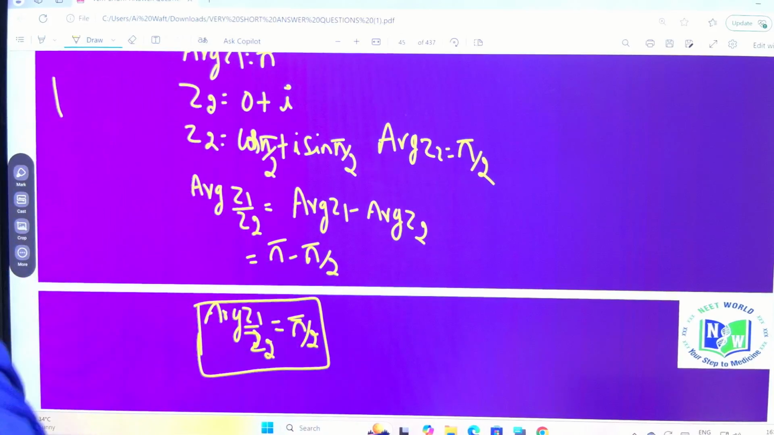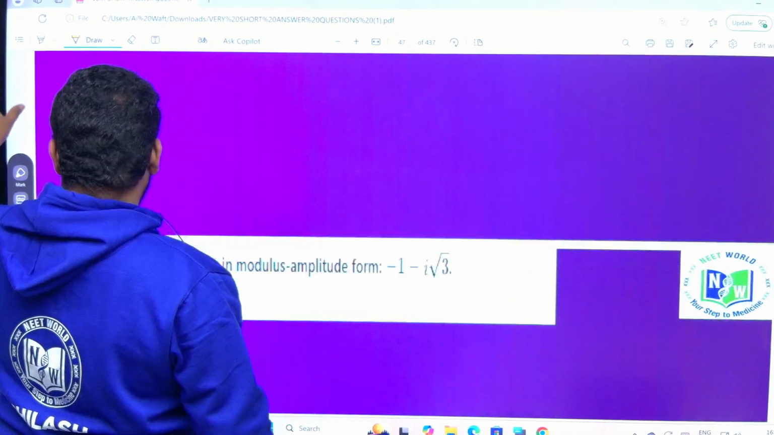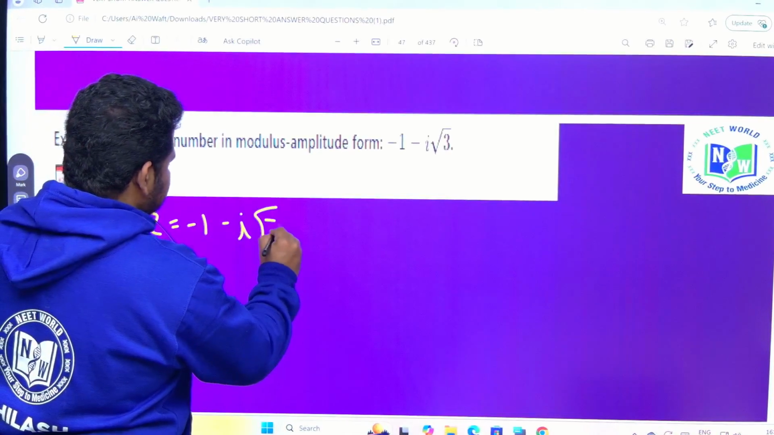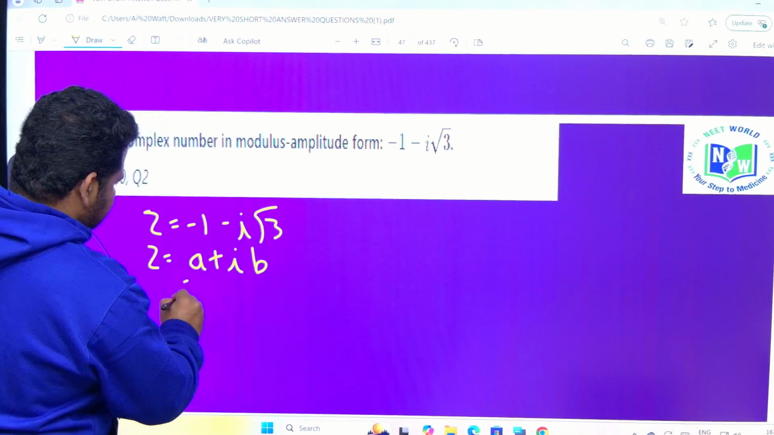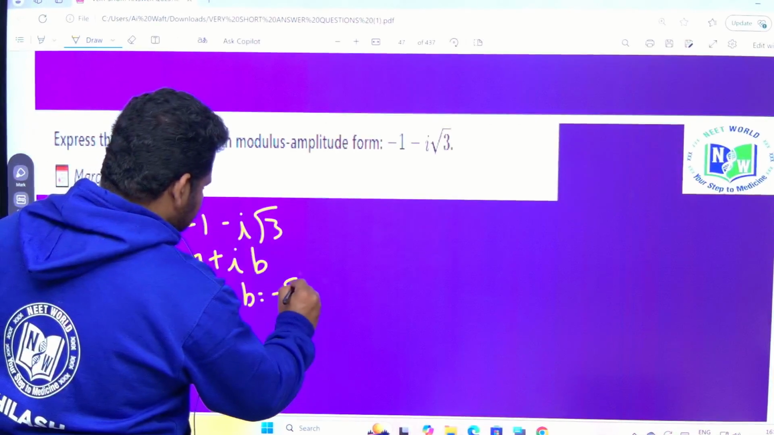So one more question, last question we will be solving. Okay. So they are asking you to find the modulus amplitude form. Similar to this only. Express the complex number in the modulus amplitude form. That is, they have given z is equal to minus 1 minus i root 3. Here z is equal to a plus ib. Okay. So a is equal to what? A is equal to minus 1 and b is equal to minus root 3.